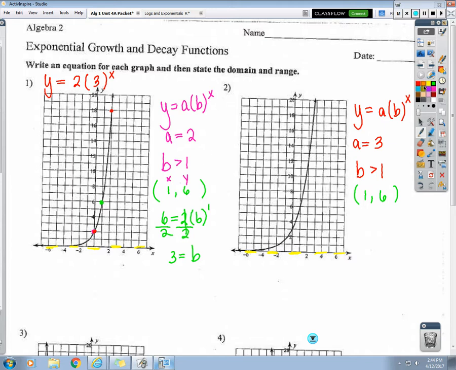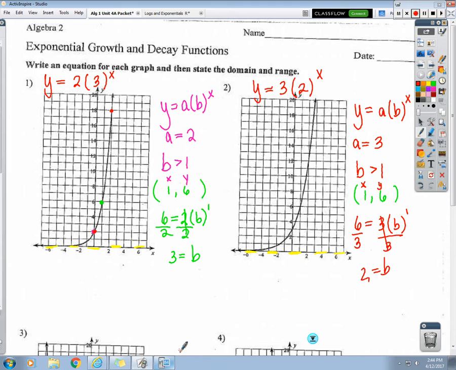So now, this is your x value, this is your y value. So when I plug them in the equation, tell me what to write. Right. So now to solve for b, what do I do? Right. And so b equals 6 divided by 3, which is 2. So y equals a, which is 3, times 2 to the x power.